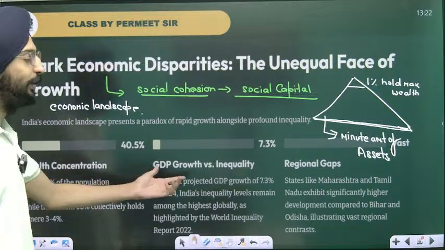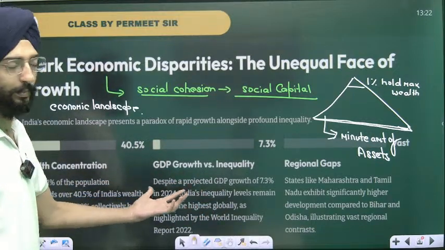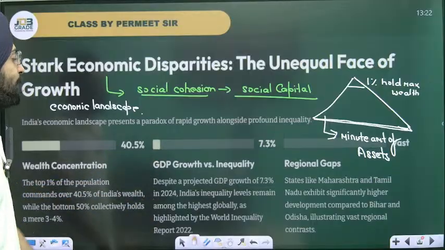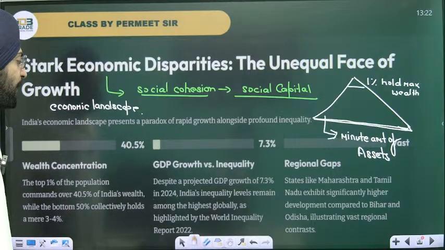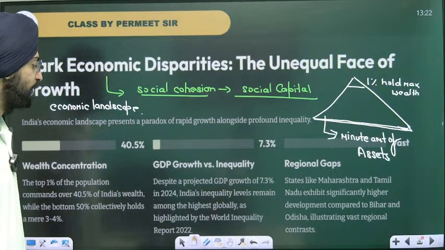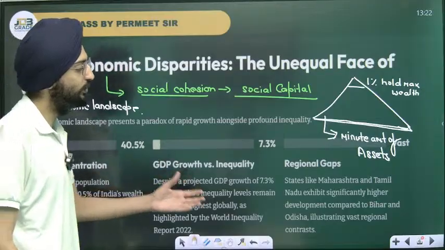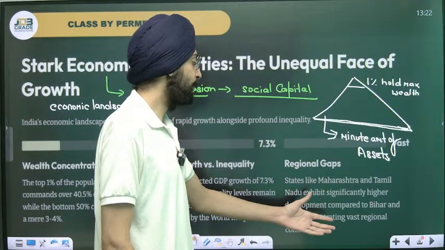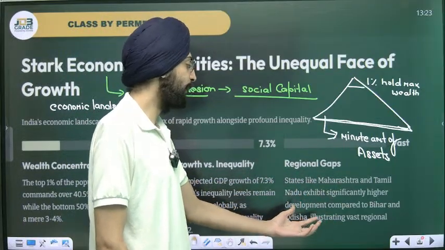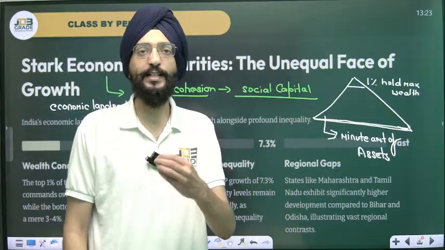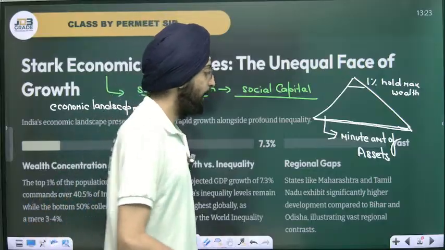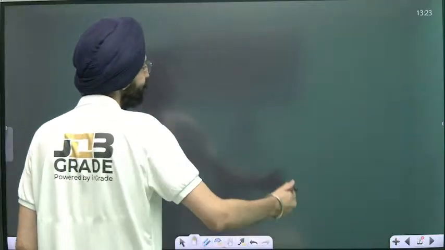Another is GDP growth versus inequality. Despite a projected GDP growth of 7.3% in 2024, India's inequality levels remain among the highest globally, as highlighted by the World Inequality Report. Again, there are regional gaps. States like Maharashtra and Tamil Nadu exhibit significantly higher development compared to Bihar and Odisha. Human development has been different, as interstate disparities are also there.